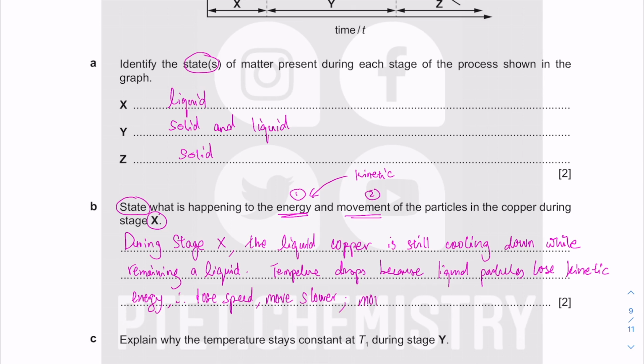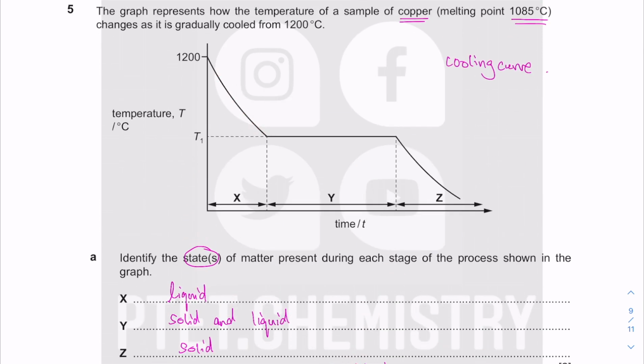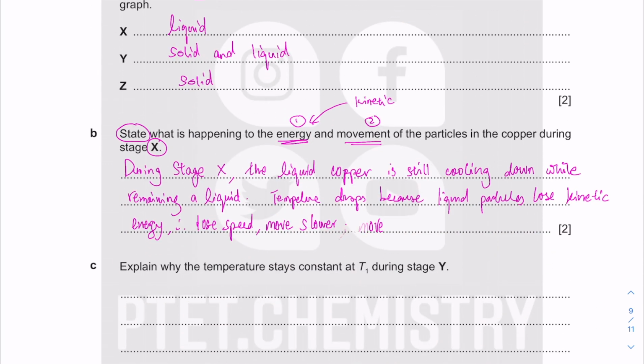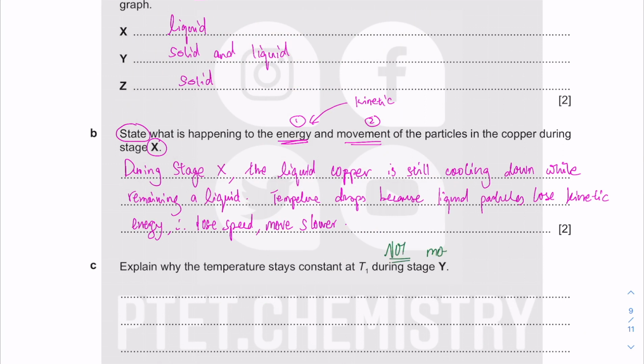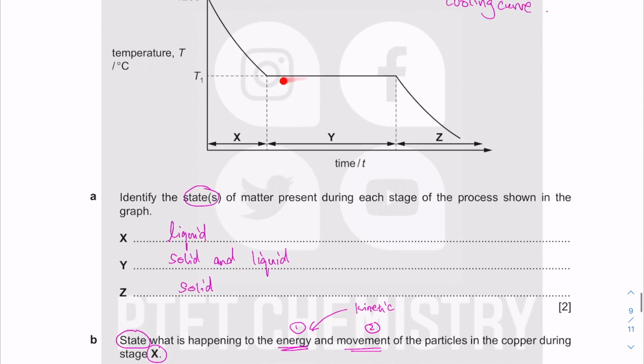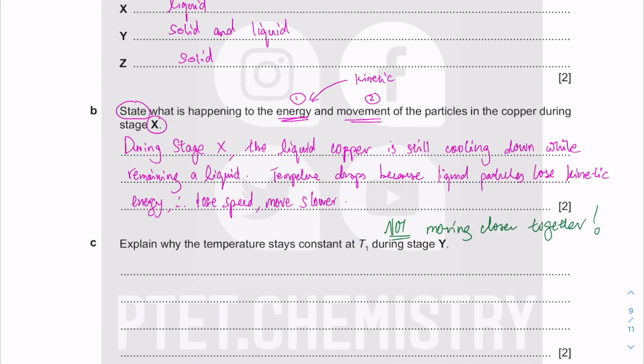I also need to talk about movement. Are they moving closer together? Sorry, they are not moving closer together because they are still liquid. Be very careful, so you cannot say move closer together. Why? Because if you move closer together, then you are having a change of state already, because you are slowly reforming the intermolecular forces of attraction between the particles, and you don't want that because you haven't reached the freezing point yet. You're just cooling down. So that is one of the common misconceptions.